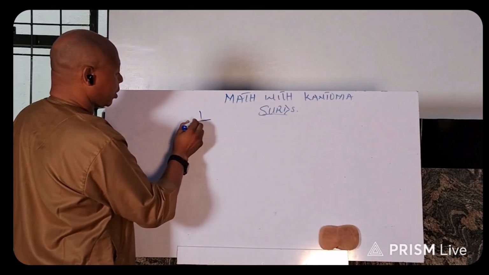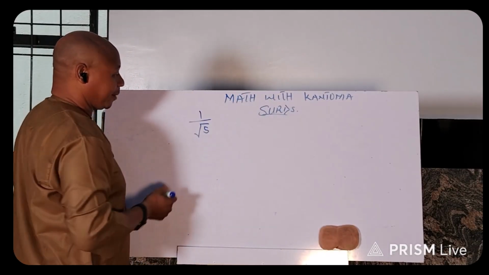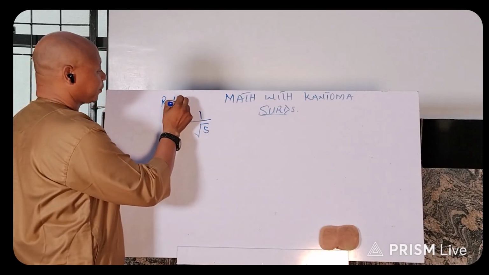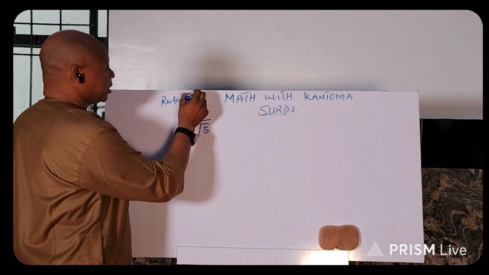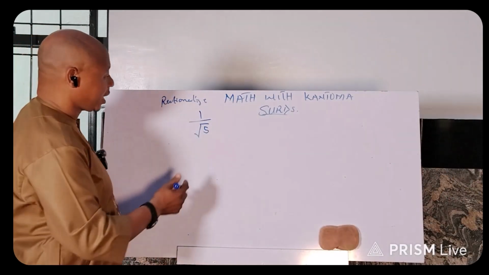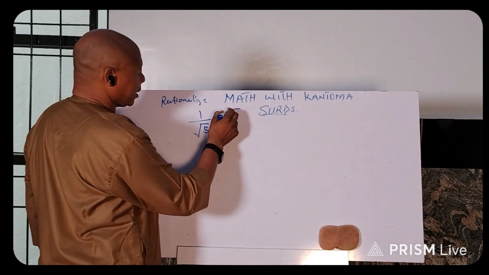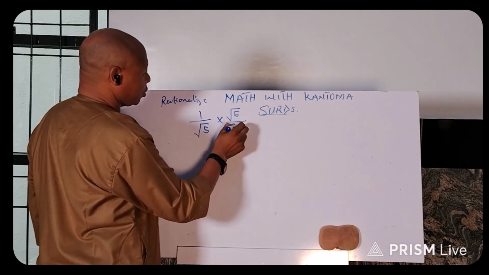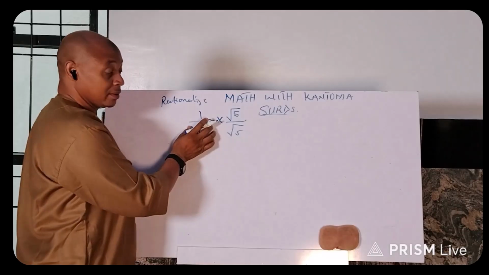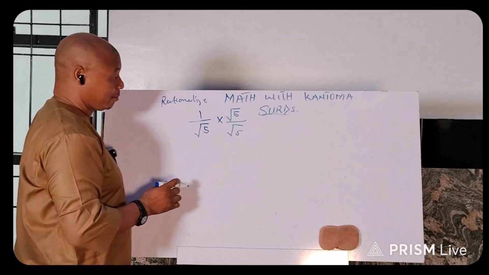If I have 1 over root 5 and I'm asked to rationalize this value, to rationalize means to remove the irrational number from the denominator. So now, to rationalize this, I will have to multiply by root 5 all over root 5. Root 5 over root 5 is 1. 1 times this entity is the same thing as this entity. So I didn't do anything mathematically.